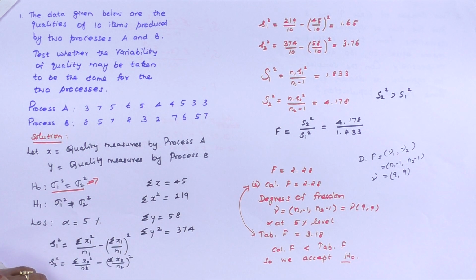two processes. Second problem: two samples of sizes 9 and 8 give the sum of squares of their deviations with respect to their means equal to 160 and 91 respectively. Can the samples be regarded as drawn from the same normal population?